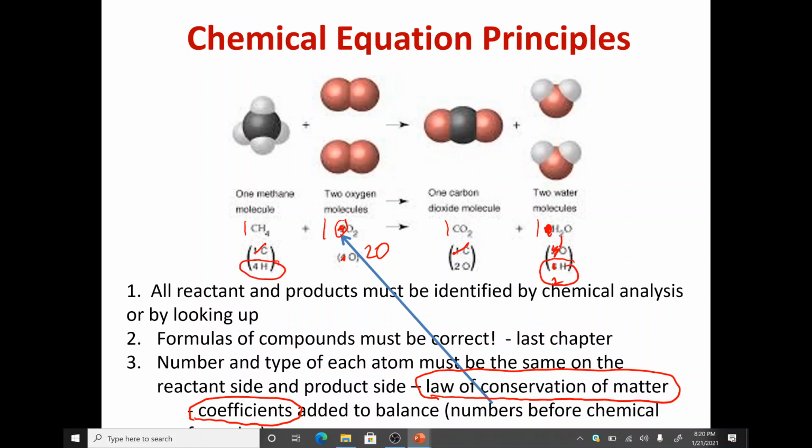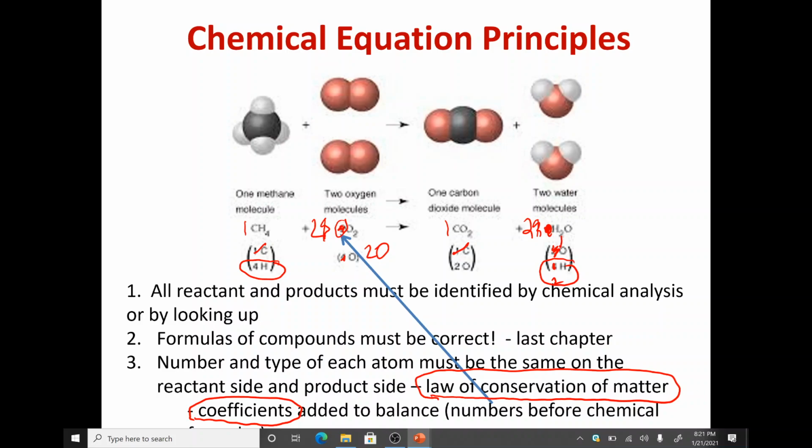So what we do, instead of just saying, I'm going to change that 2 to a 4, you're going to put a 2 in front of this guy. And when you do that, you know full well that you have a different problem. You got your H's balanced, but now you have 4 oxygens. So if you have 4 oxygens, what about this guy? Change that to a 2. So that's the type of things we're going to do.